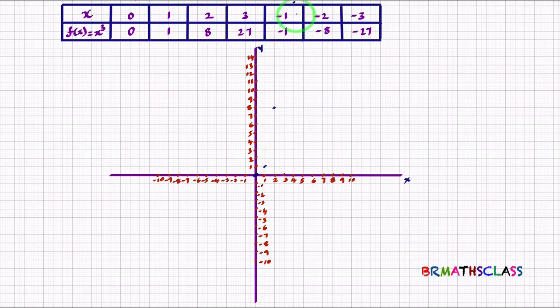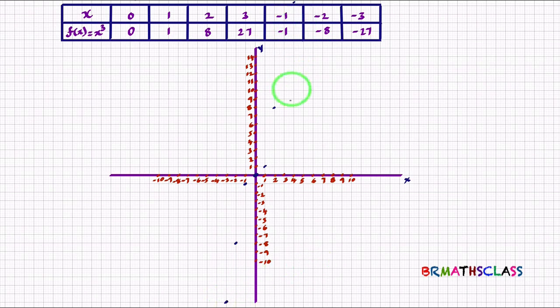Now we need to plot the point minus 1, minus 1. X is negative, y is negative, so it is in the third quadrant. You see, this is the point minus 1, minus 1. Next, minus 2, minus 8. X is negative, y is also negative, so it lies in the third quadrant. Minus 2, minus 8, the point lies here. Minus 3, minus 27, somewhere around here you will get. This is minus 3, minus 27.